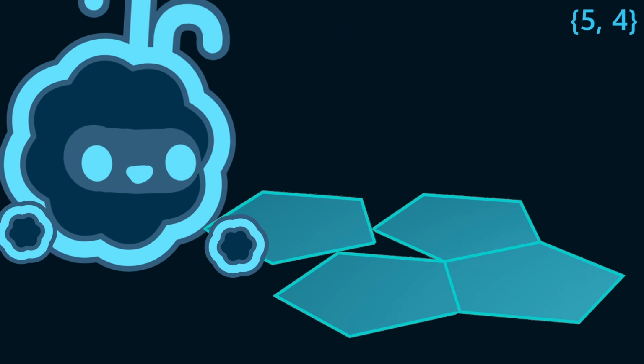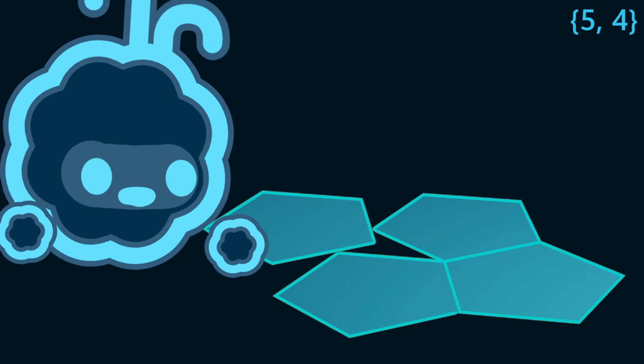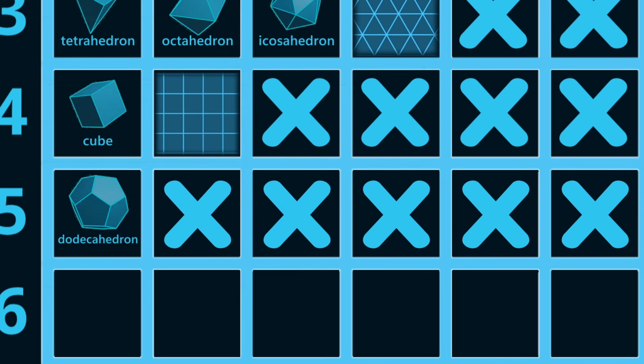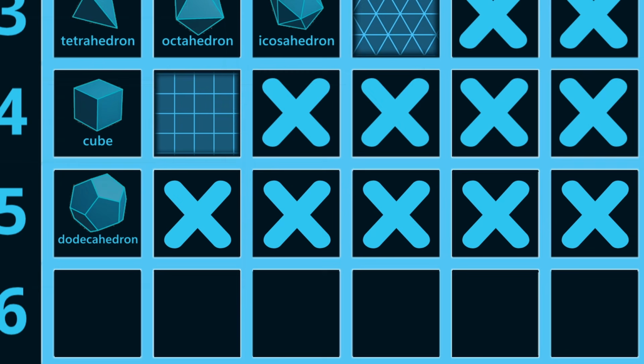Then we gotta try 4 regular pentagons. It's already more than 360. They don't even fit this time. So once again, we have run out of regular polyhedra. I'm starting to think we're not going to get very many more of these.